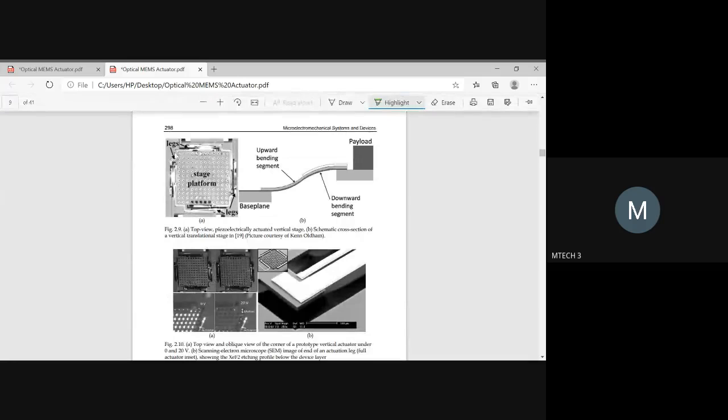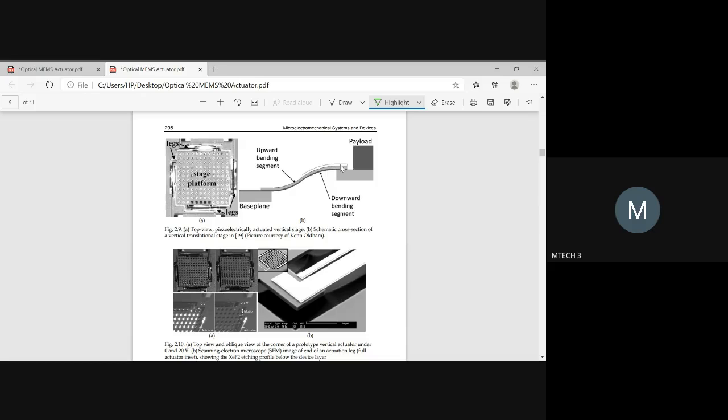Here you can see that these are the legs. This is a stage platform, the backside one. Here you will be having a base plane, and you will be having a cantilever, which is under the bending segment, because at the tip you have a tip mass, along with the tip mass you have a payload. The payload will be applied over here, so that the tip mass will be subjected under the constraint, and due to this the flexible cantilever beam you will be using will be in this shape.